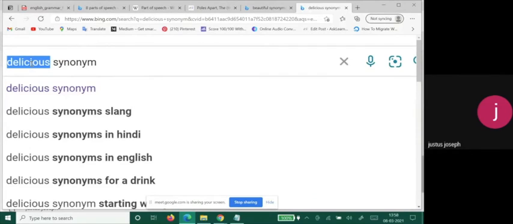Not the vocabulary that Shashi Tharoor uses. That is not vocabulary. That is showing down people. That is to show off the vocabulary that he uses.